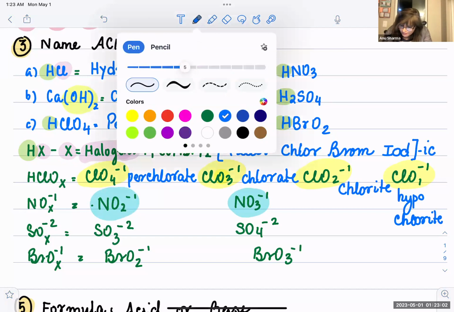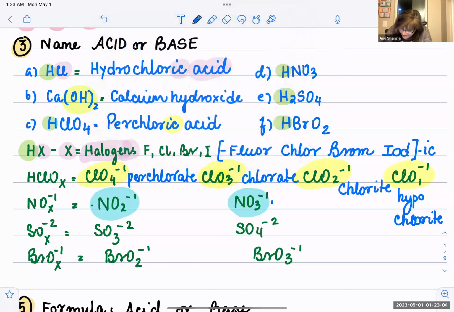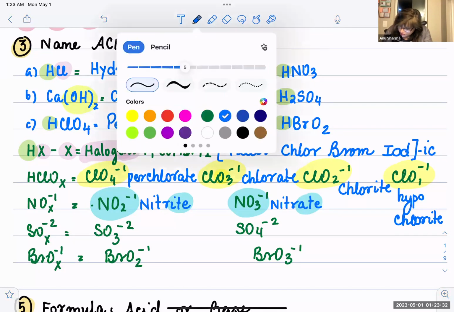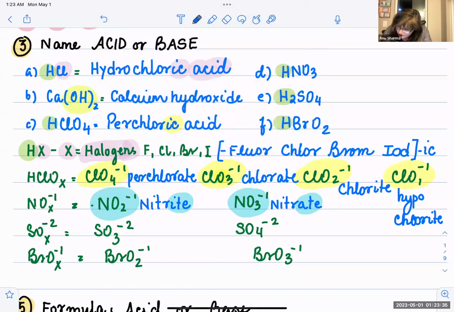So this is the polyatomic ion nitrate, and this is nitrite. So a lower oxidation state ends in ite, and a higher one ends in ate. What happens then is that ate becomes ic, and the lower one, ite, becomes ous. We will look into this in a minute. So this becomes nitrate, nitric acid. This is nitric acid.